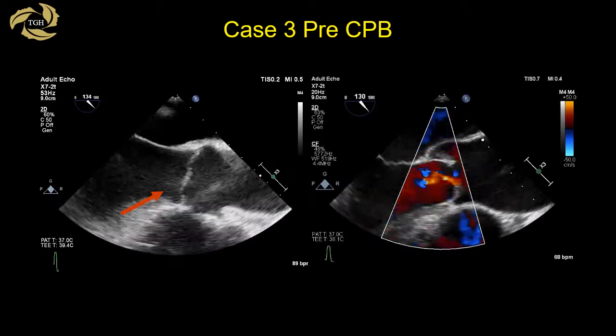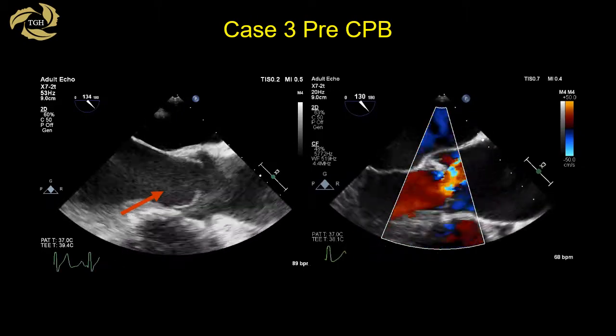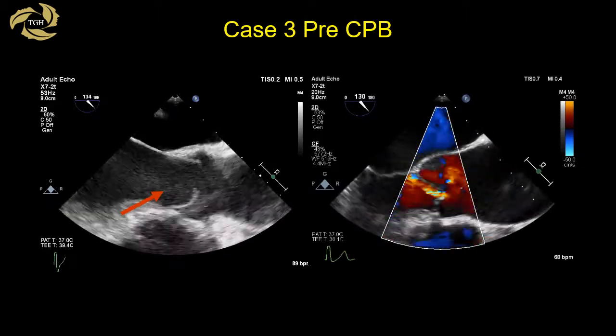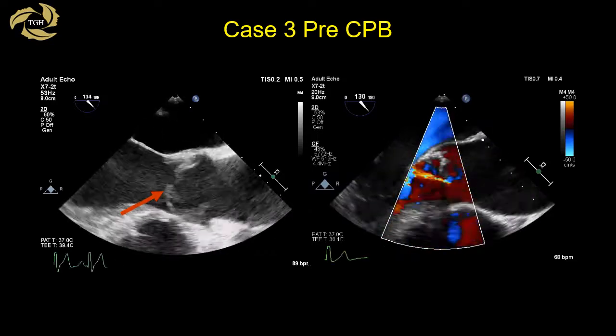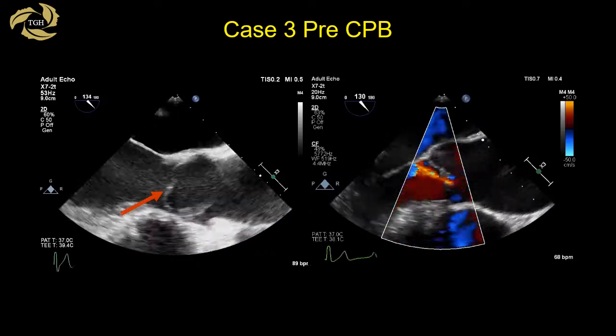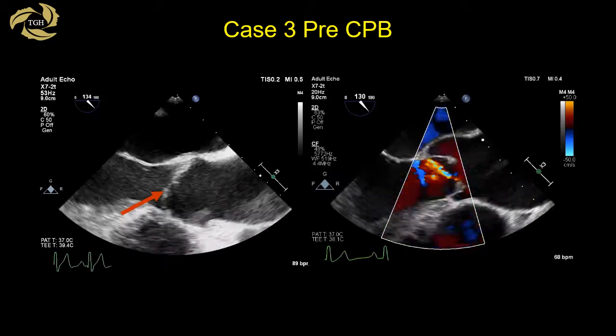The mid-esophageal long-axis views show prolapse of both cusps, with more of the anterior cusp, resulting in posterior directed aortic insufficiency.